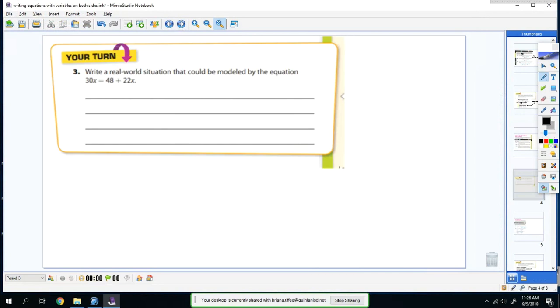Another one is on your turn. If you want to pause the video and try it by yourself, you can. So you have 30x is equal to 48 plus 22x. You can say a handyman charges $30 an hour to fix the plumbing. A second handyman, a plumber, charges an initial fee of $48 plus $22 an hour. How long does a job have to be to make the cost the same? Okay. So generally you would have two different scenarios going on that you have to compare.